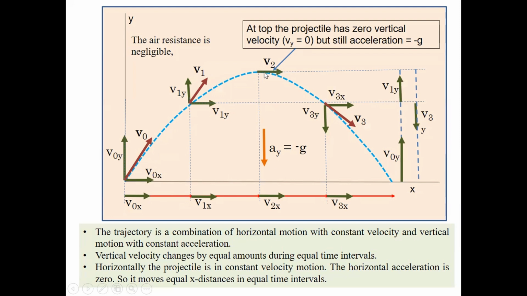Similarly, when it reaches the top, the velocity component along the y direction becomes 0, and the acceleration is still minus g, and it has only a horizontal component. Now, when it moves downward, the vertical velocity component changes its sign and becomes negative, and the x component remains at the same uniform value, and eventually it touches the ground.